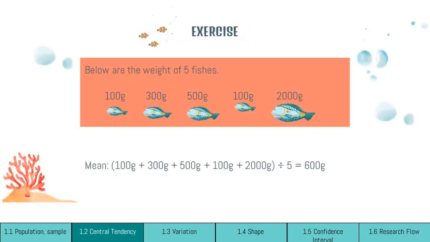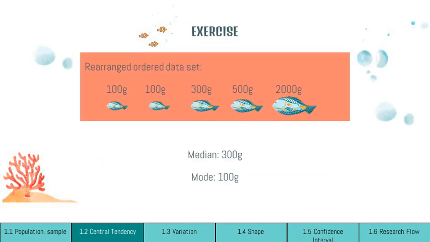Let's move on to an exercise to help you understand better. Here listed are the weights of 5 fishes: 100 gram, 300 gram, 500 gram, 100 gram, and 2000 gram. To calculate the mean, you just sum up all the values and divide by the number of observations. In this case, it's 5, and you will get the mean to be 600 grams.